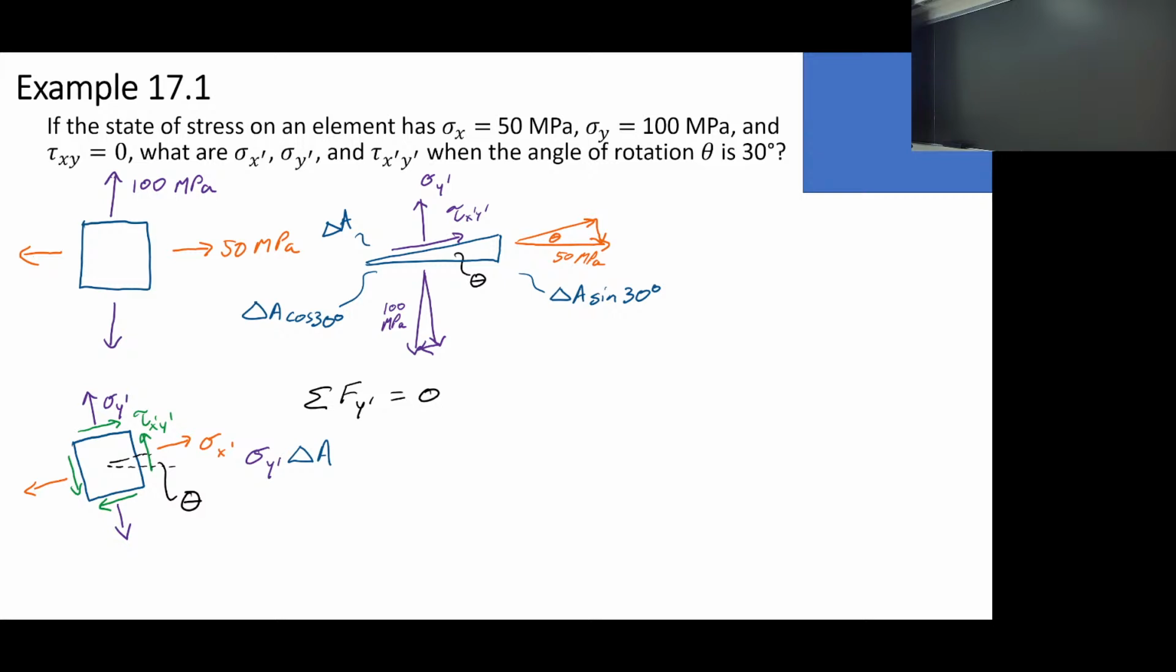Anyway, we sound really super nerdy. Tau x prime, y prime, sigma x. Anyway, so sigma y prime times delta A, that's this area on which it's acting. And let's do sigma x first. So what is the sigma x contribution to our y prime equilibrium?